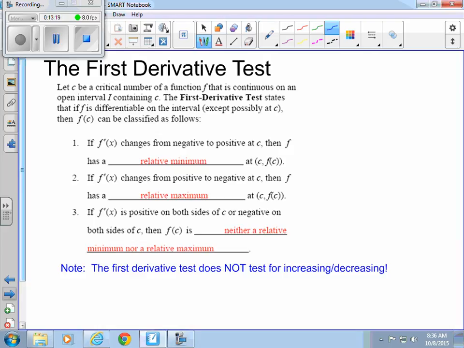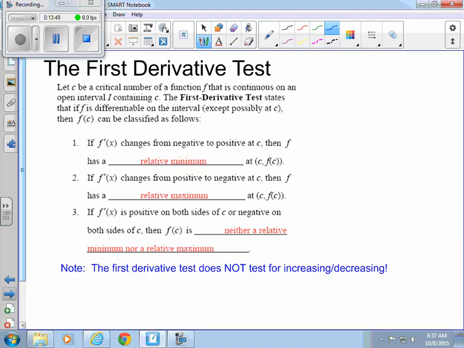If f prime changes from negative to positive, then I have a minimum. If f prime changes from positive to negative, then I have a maximum. If f prime doesn't change signs, if it's positive, then positive again, or negative, then negative again, there's neither a min nor a max. So the first derivative test tests for maximums and minimums.